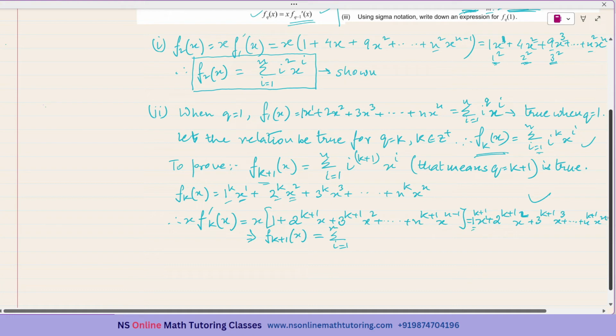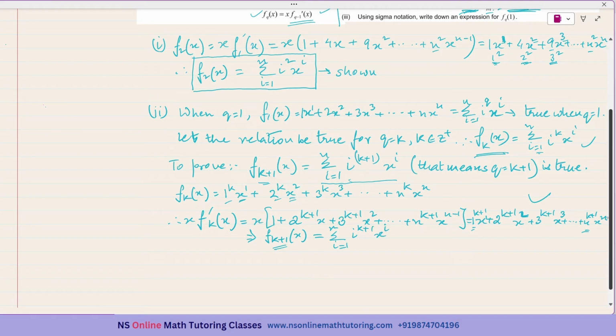First value of i is 1, last value of i is n. i to the power of k plus 1. Over here, q is k plus 1, and x to the power of i. This is what we had to prove: sigma i equal to 1 to n, i to the power of k plus 1 and x to the power of i. Okay.